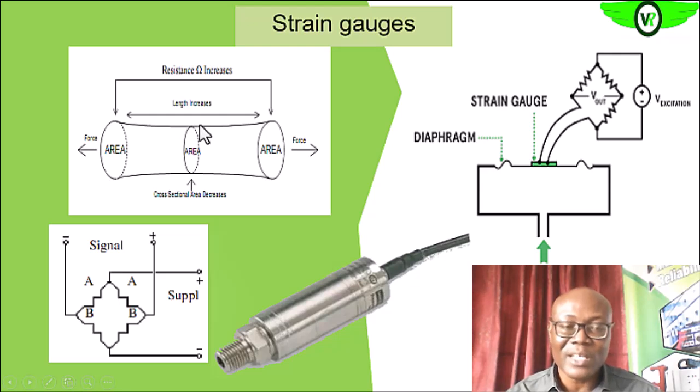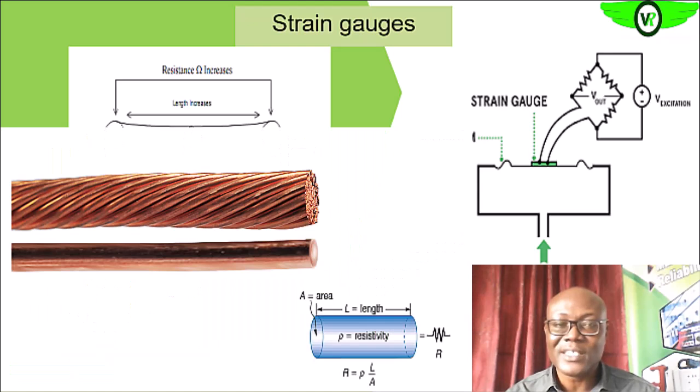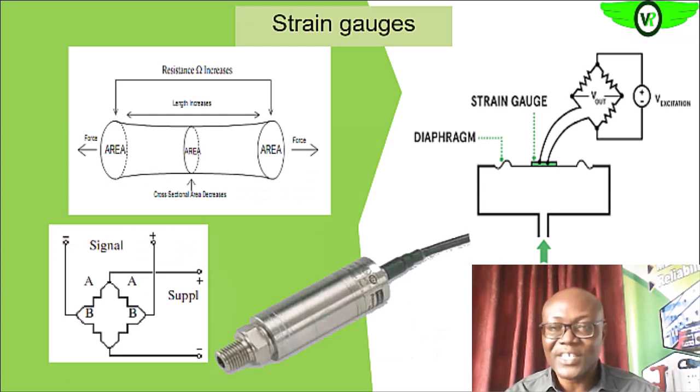Let's look at the formula again. R is equal to rho L over A. So as it's thinning out, what happens to A? A is reducing. So when you look at that relation, R is equal to rho L over A, it means that the resistance will do what? Will increase. Are we getting it?